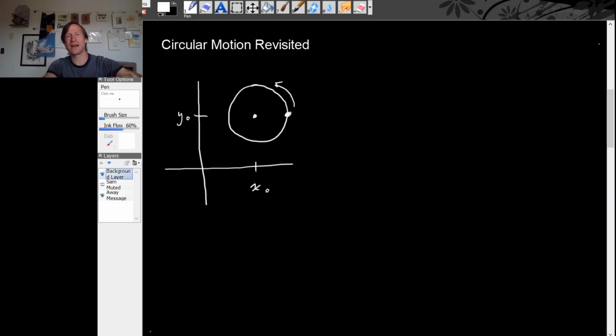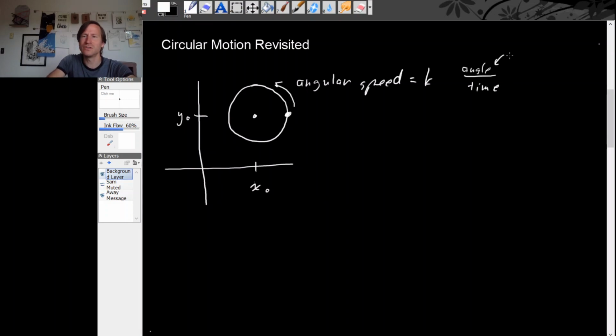Let's have another look at circular motion. So here we have an object moving around a circle, and the center of the circle is at x-coordinate x0, and the y-coordinate of the center is at y0. And let's say that the angular speed of this rotation is, let's call it k. And remember, this is going to come in angle units per time unit. And we'll always use radians for our angle units here.